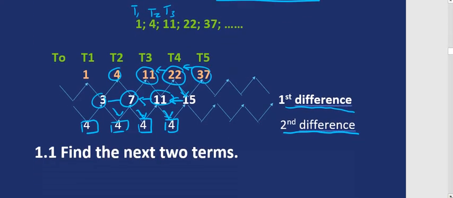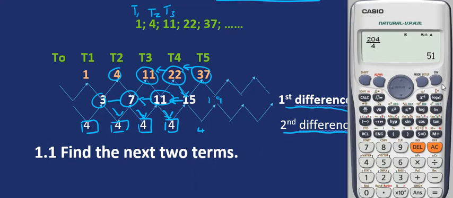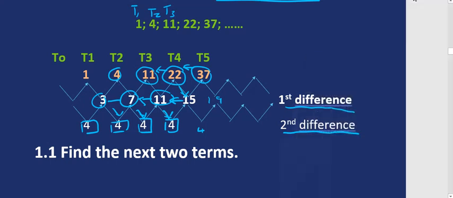Okay, moving on. Find the next two terms, and that should be easy. All right, so 15 plus 4 will give us 19, and 37 plus 19, let's check that, 37 plus 19 will give you 56. Okay, remember when you're going forward, you're adding, so 37 plus the 19 will give us 56.